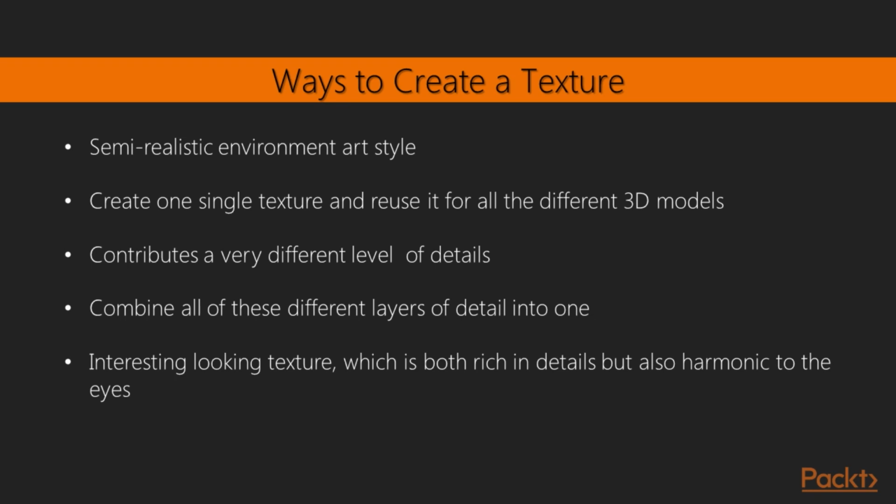In the following example, I used 3 different photos to create my final texture. Each of the photos contributes a very different level of detail to the final texture: an extremely rough surface with big cracks, a medium surface with decent bumpiness, and a final surface with tiny pores. When you combine all of these different layers of detail into one, you will create a rather interesting looking texture, which is both rich in details but also harmonic to the eyes.